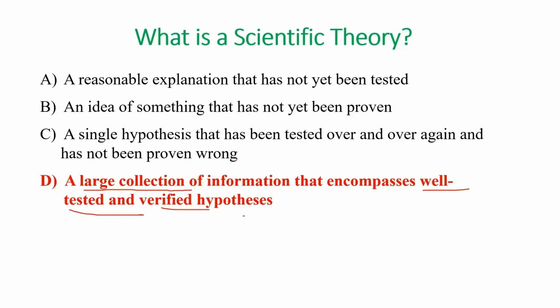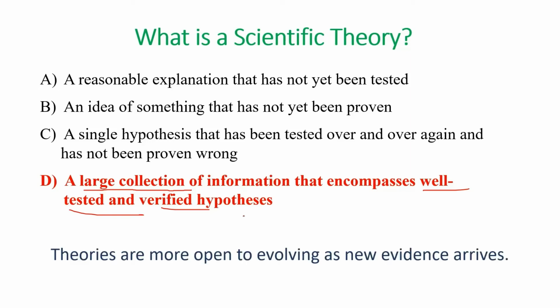Okay, now I will mention that in general theories are more open to evolving as new evidence arrives, because it's a large collection. So there's a lot of little details that can be added to change the overall structure of the theory. But it's not as wishy-washy as people like to use it. So for example, theory of evolution or a theory of relativity. These things have a lot of science that's put into them, a lot of confidence in the results. It's just a large collection, so we call it a theory.